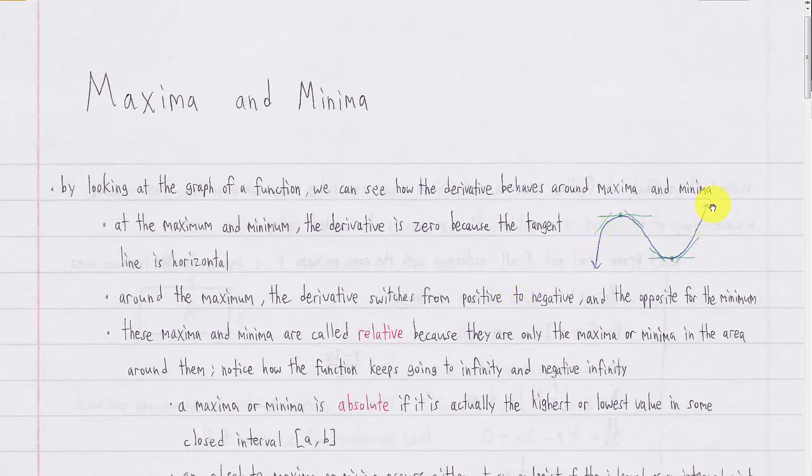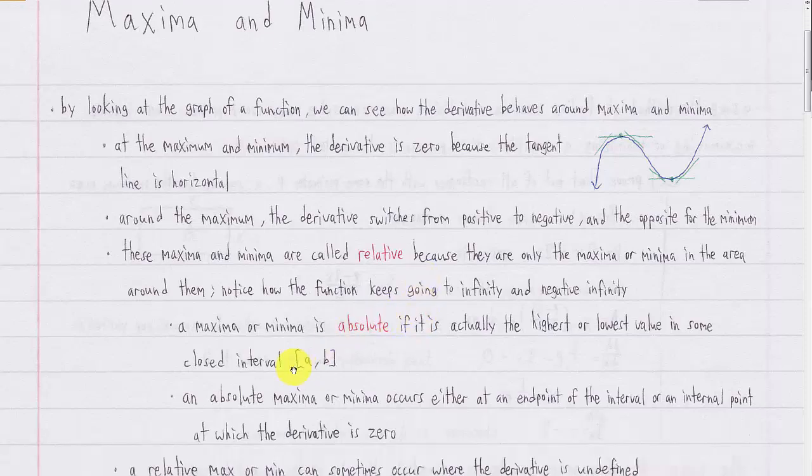So if we want to see the true maximum or minimum on some closed interval, then we call that an absolute maximum. When we have a closed interval, the absolute maximum or absolute minimum is the actual highest and lowest value inside that interval, including the endpoints, of course, because it's a closed interval.